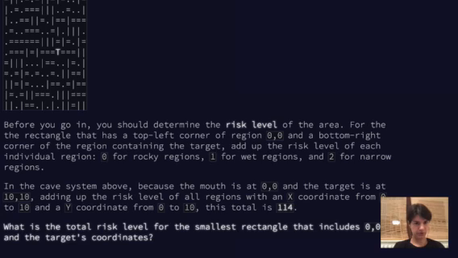Okay, before you go in, you should determine the risk level of the area. For the rectangle, it has a top left corner of region 0 and a bottom right corner of the region containing the target. Add up the risk level of each individual region: 0 for rocky, 1 for wet, 2 for narrow. Rocky, wet, narrow. Okay. 0, 0, target is at 10, 10.